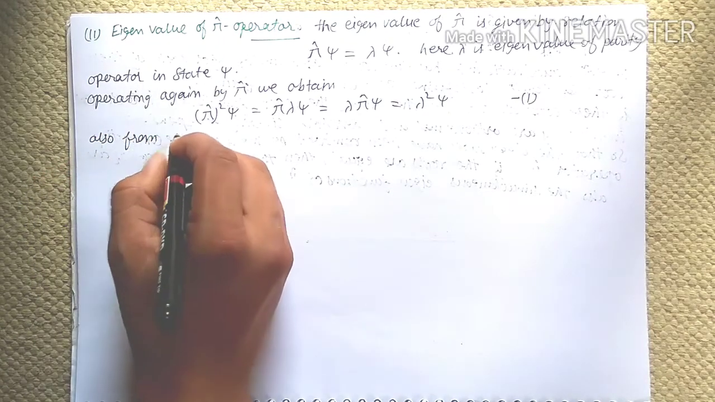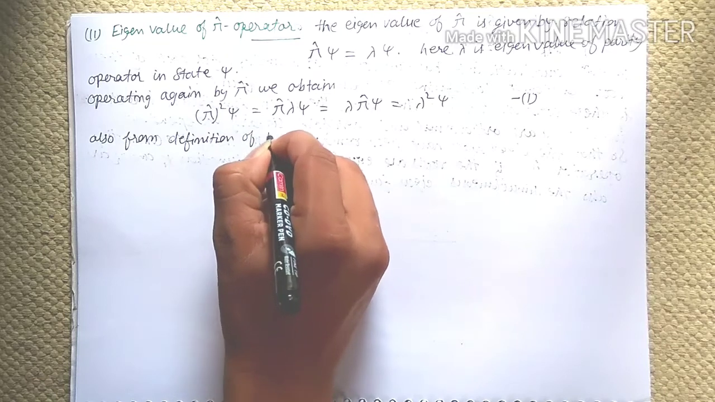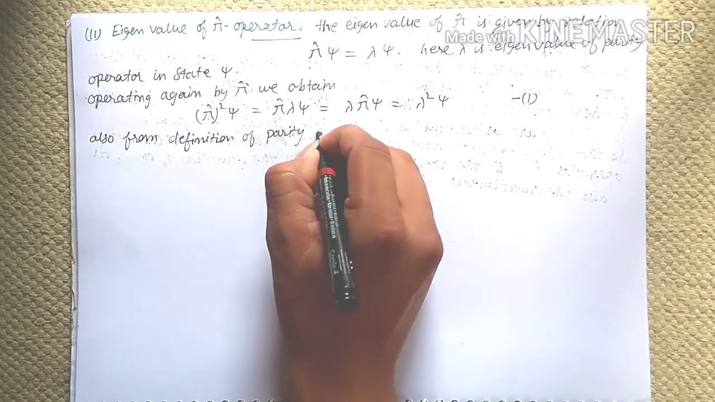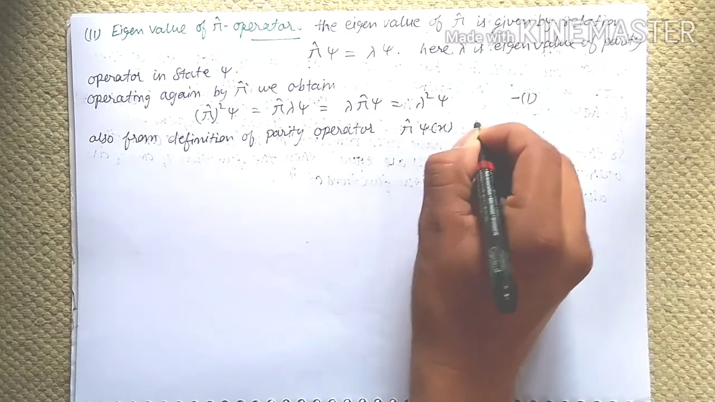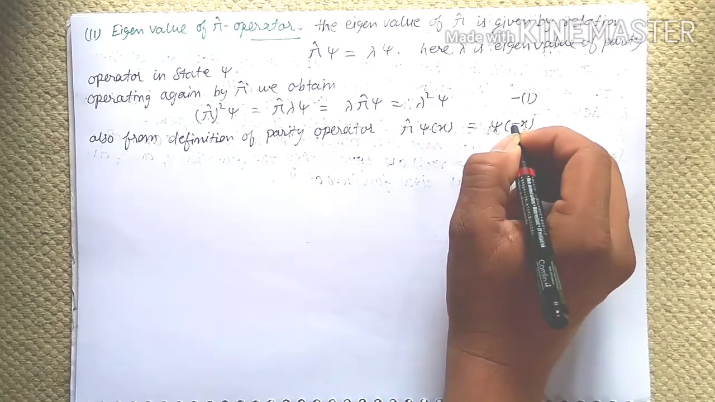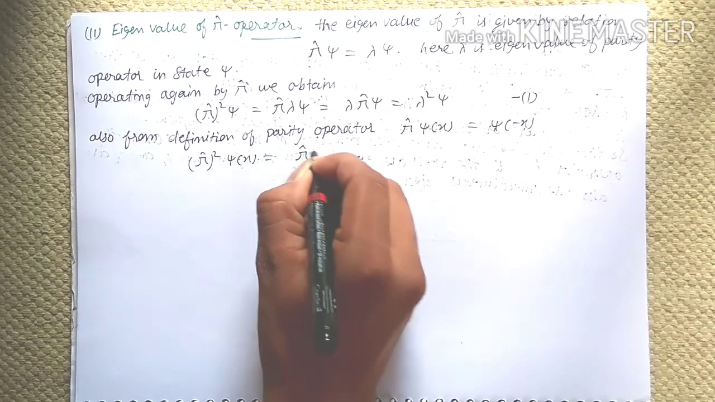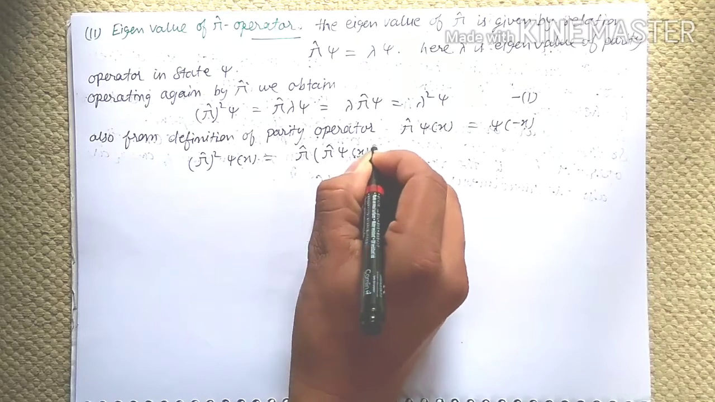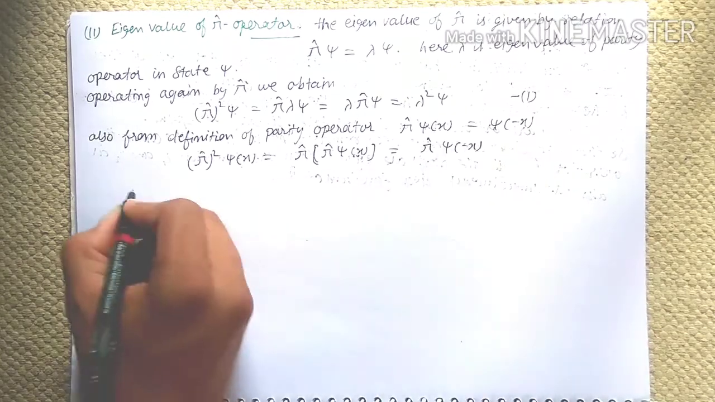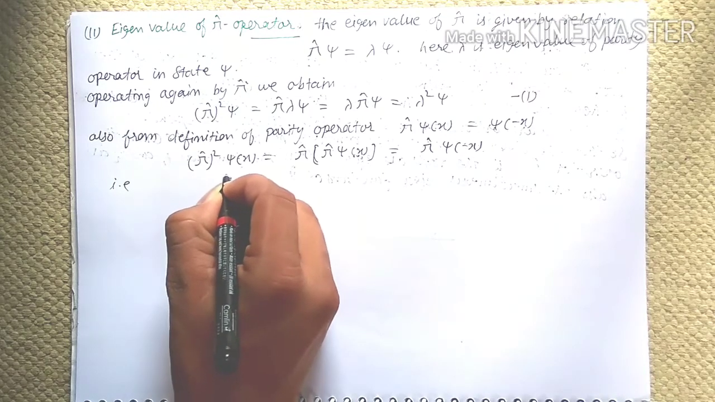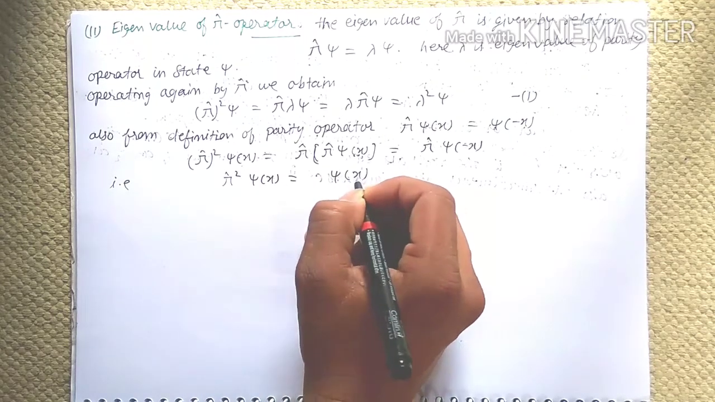Also from the definition of the parity operator, pi cap psi function of x is equal to psi function of minus x, pi cap whole square psi function of x is equal to pi cap bracket pi cap psi function of x is equal to pi cap psi function of minus x, that is pi cap square psi function of x is equal to psi function of x. Equation 2.